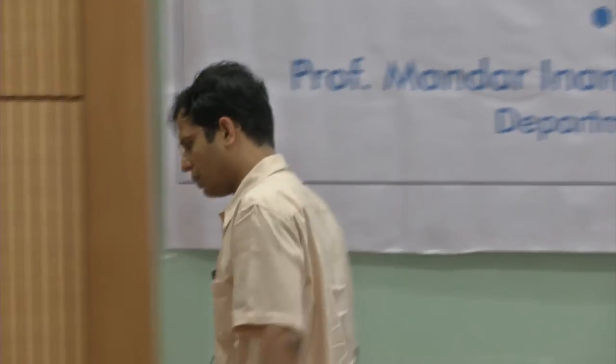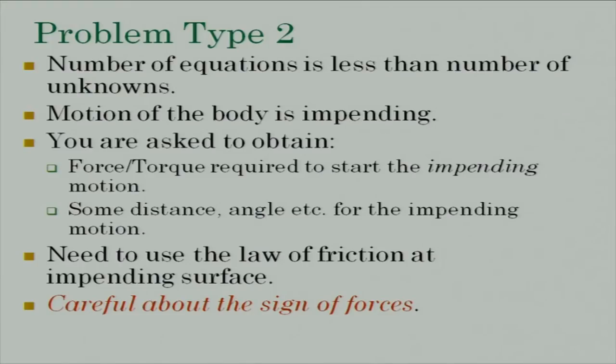Now, we'll come to another interesting category of problem. In these types of problems, what we know is that the number of equations, if we write all the equations for the free body diagrams, is less than the number of unknowns in the system. Okay? This problem is a statically indeterminate problem.